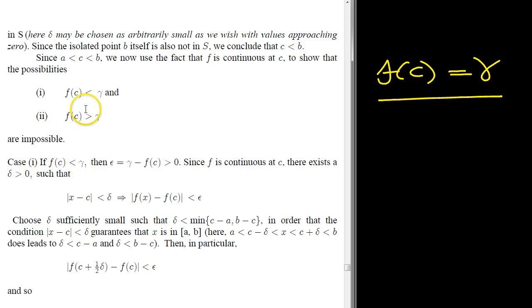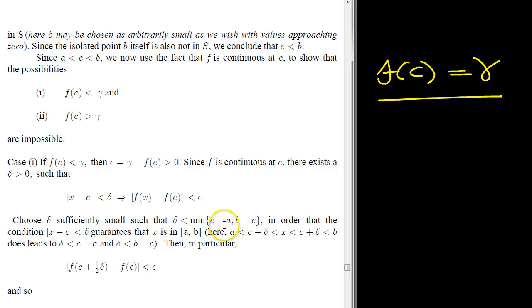Case 1: if this holds, then gamma minus f(c) is greater than 0, so let epsilon be that, which is greater than 0. f is continuous at c, so there exists a delta such that if x lies in here, then f(x) lies in here. Choose delta sufficiently small, less than the minimum of these values, so that the condition guarantees that x is in [a, b].